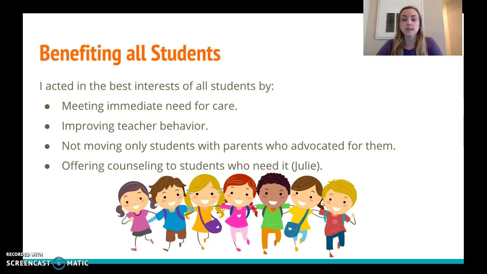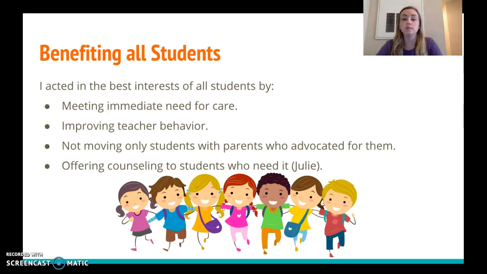So there's some different ways that I felt like I made a plan that would benefit all students. So one, I met their immediate need for care and routine and consistency. I made sure that someone was supervising their class so that they could come into their classroom just like a normal morning and continue with normal things. I know their teacher wasn't in there, but I felt like that was what was best for them at that moment, was to not be in such an angry, charged environment.